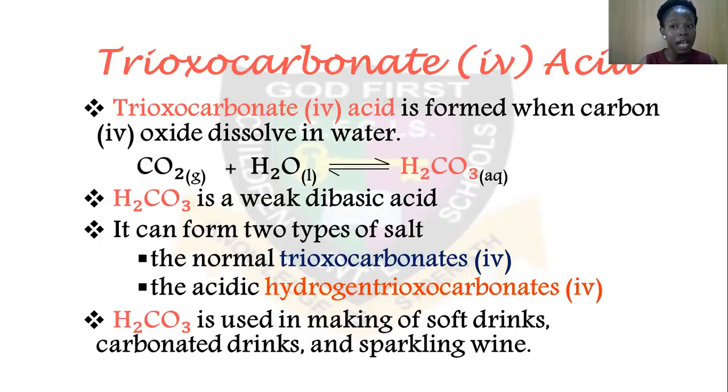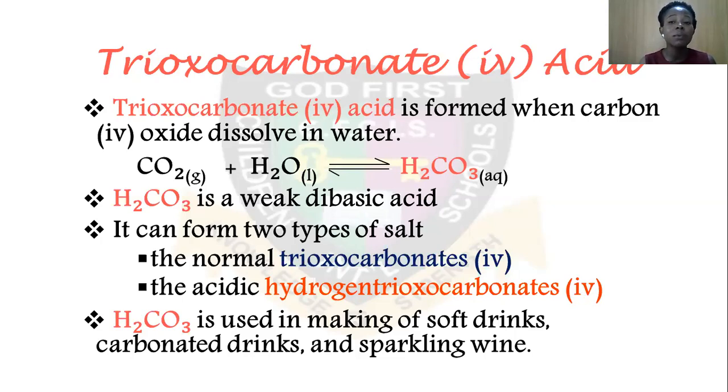Carbonate 4 acid is a weak dibasic acid, meaning that it ionizes partially in solution to give us hydrogen ion and the CO3 radical, CO3 2 minus. And it's dibasic, producing 2 hydrogen ions. So that is what we mean by weak dibasic acid. We studied that in our previous classes.